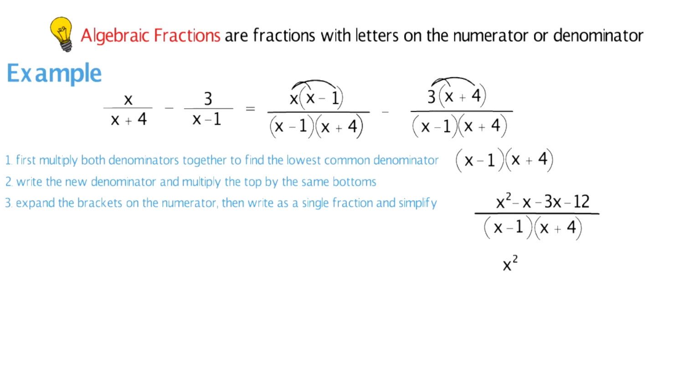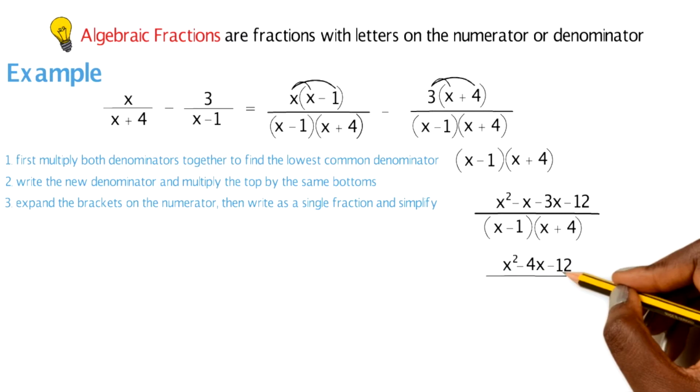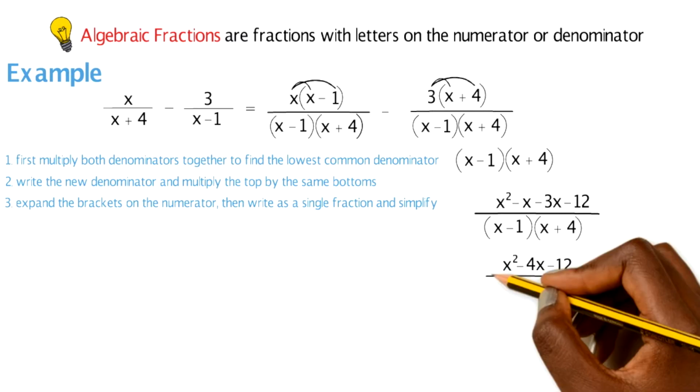Then we need to simplify this. So that's going to simplify to x squared minus 4x minus 12, again over the same denominator.